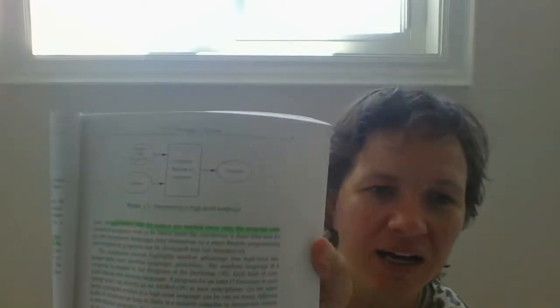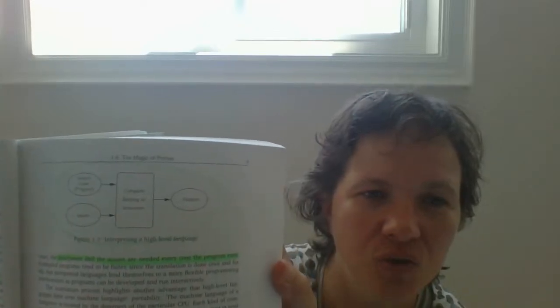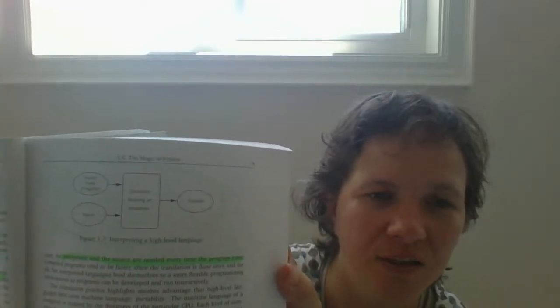Figure 1.3 illustrates this process. So figure 1.3, interpreting a high-level language. Again, disregard the highlighter there. It's source code program and inputs, computer running an interpreter, and outputs.